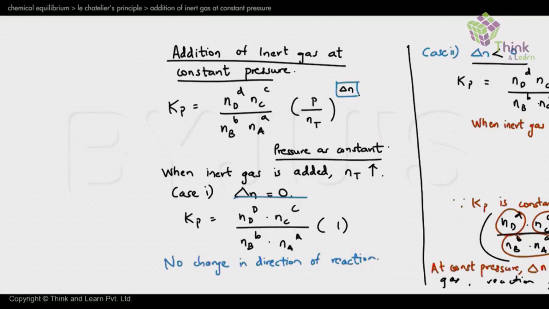Now we have pressure as constant. So now when inert gas is added, Nt increases. Now let us examine the different cases. So case 1 where delta N is equal to 0.